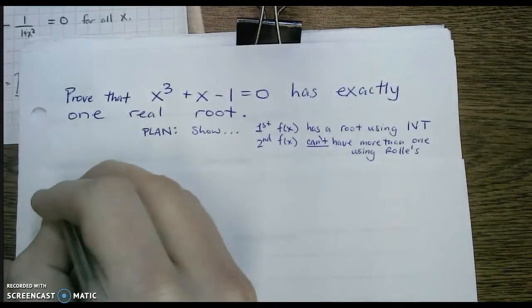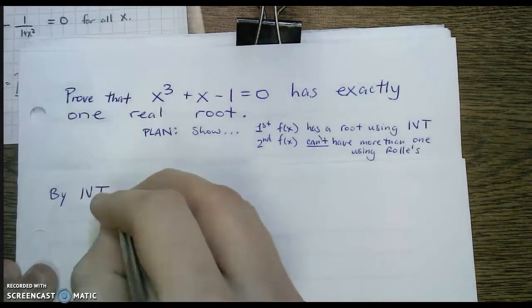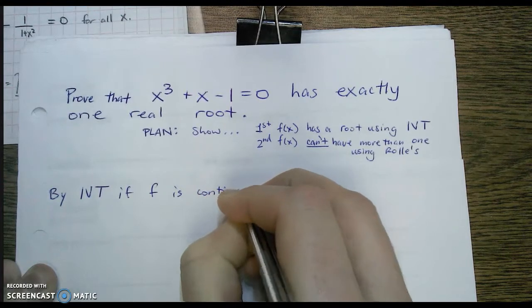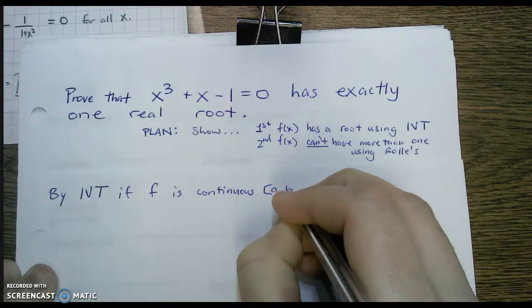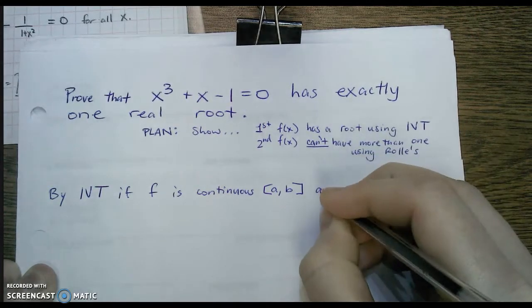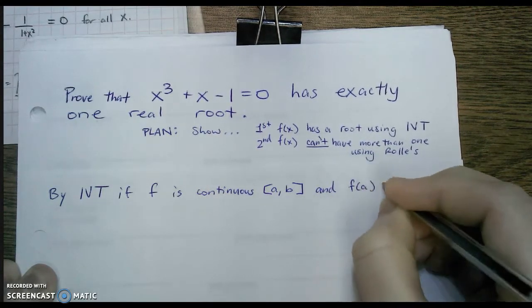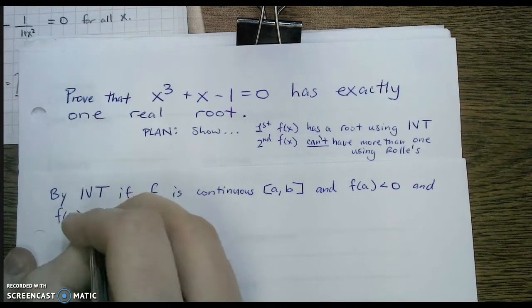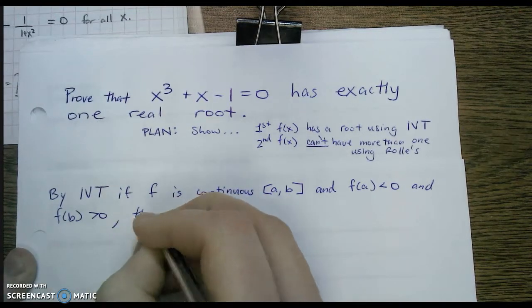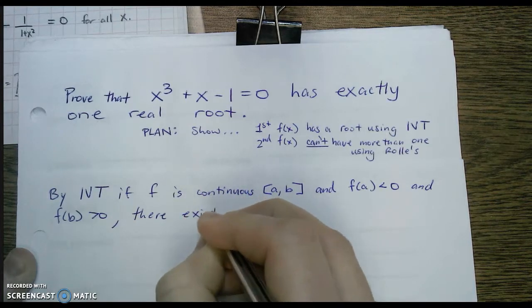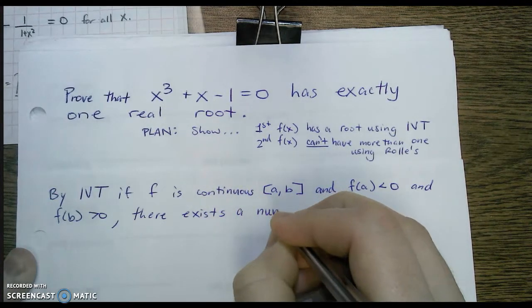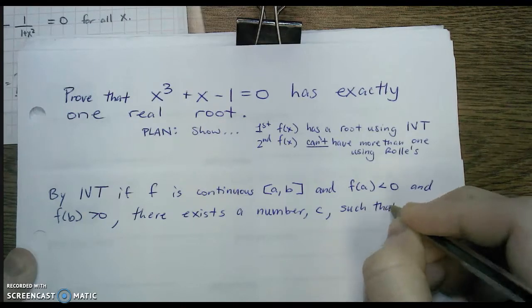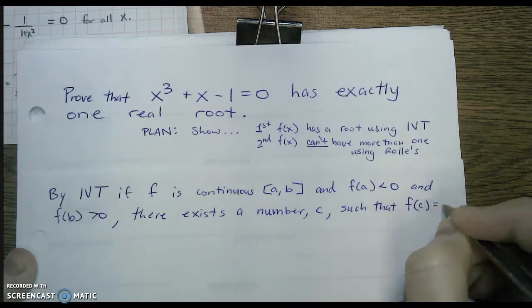So by IVT, if the function is continuous on the closed interval from a to b, and if f of a is less than 0, negative, and if f of b is greater than 0, positive, then there exists a number c such that the function value at c is 0.